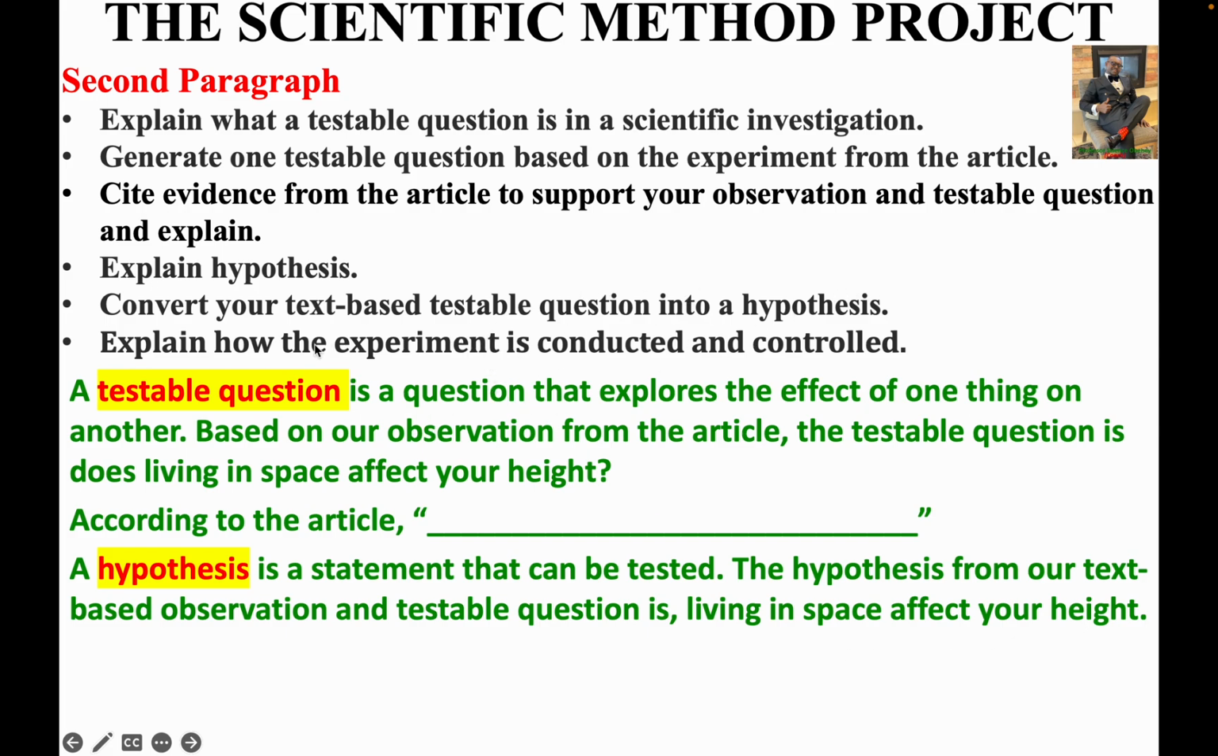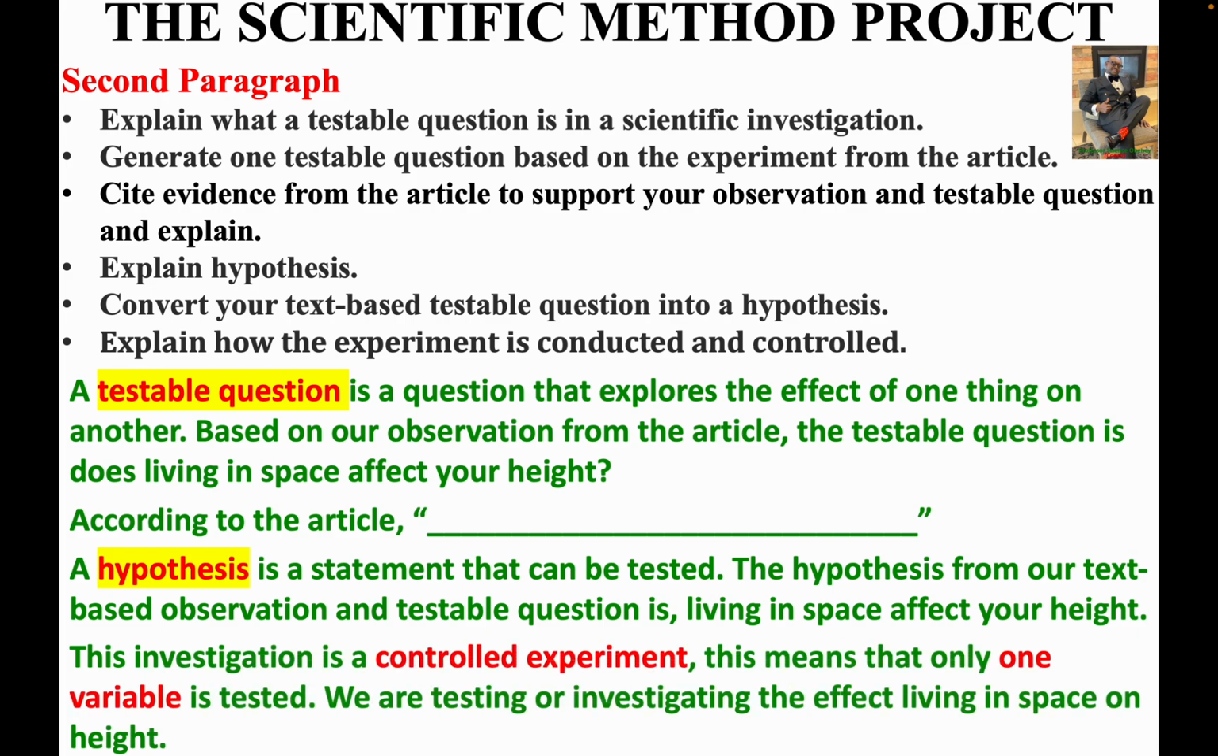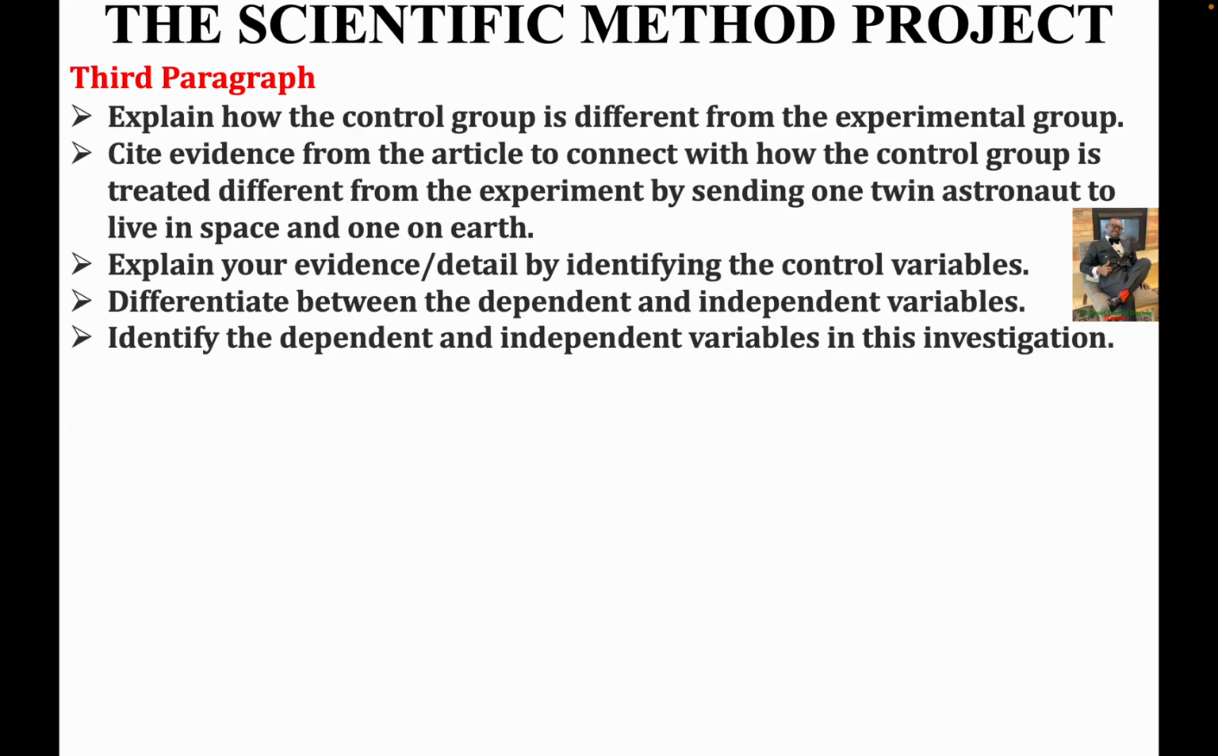The next is to convert your testable question into a hypothesis. We have done that. The next is to explain how the experiment is conducted and controlled. This experiment is a controlled investigation or controlled experiment. And in a controlled experiment, only one variable is tested. Only one variable. And here we are testing or investigating the effect of living in space on height. That is the variable we are testing. And we say it's a controlled experiment because we are testing only one variable. So that means we are done with paragraph 2.